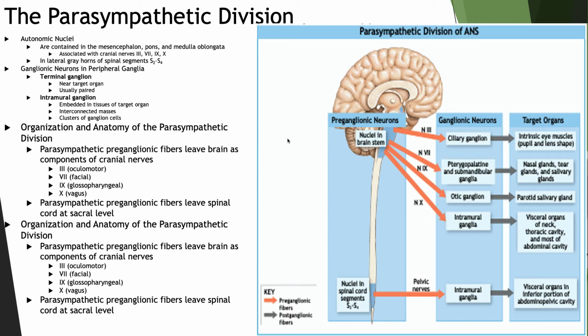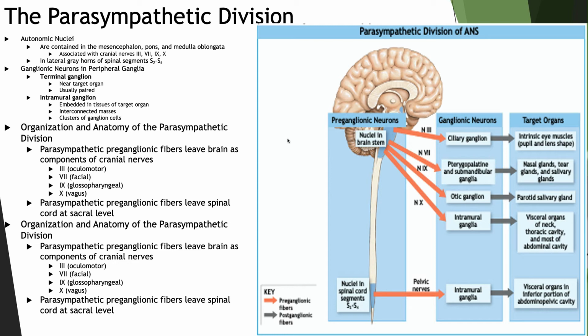2. Ganglionic neurons in peripheral ganglia within or adjacent to target organs. Preganglionic fibers of the parasympathetic division do not diverge as extensively as those of the sympathetic division. A typical preganglionic fiber synapses on 6 to 8 ganglionic neurons. All are in the same ganglion. The postganglionic fibers then extend to the same target organ.